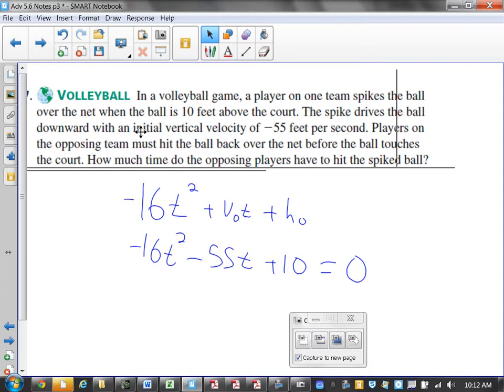How did you get negative? It's going to be again part of the model. Whenever you have an initial velocity style problem where something's getting hit, thrown, dropped, whatever, you always have the same model. That model starts out with -16 t squared plus your initial velocity times time plus the height. If you need this model, I'll give that to you. I'm not going to make you memorize that because it's not something you need to use all the time.